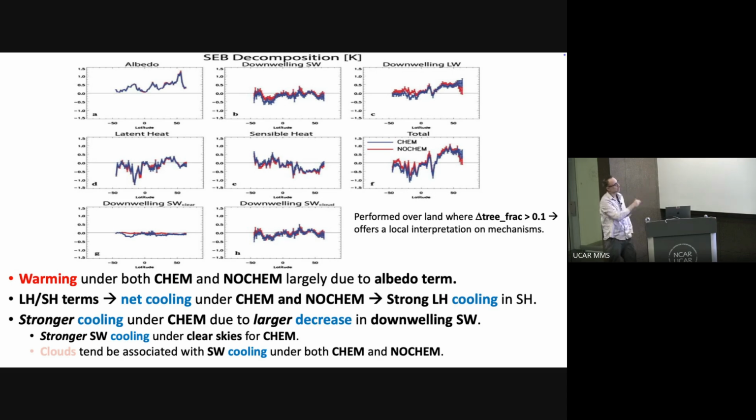We can then break that up into a clear sky component, which is panel G, and the cloud effect, which is panel H. The big difference is the downwelling shortwave clear sky, which suggests the importance of enhanced scattering due to secondary organic aerosol.